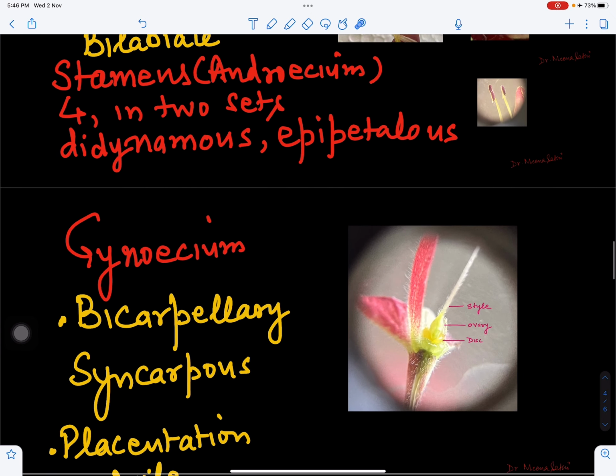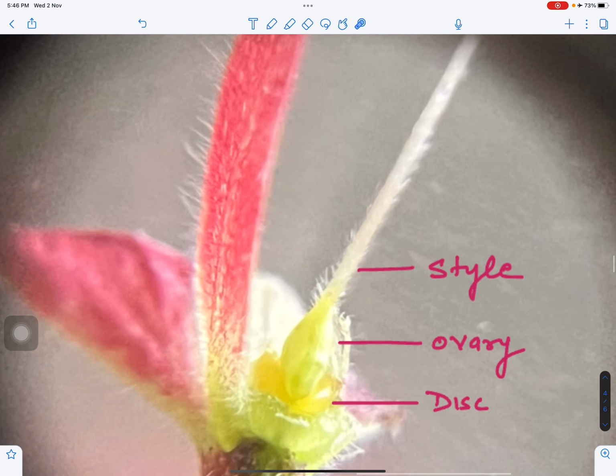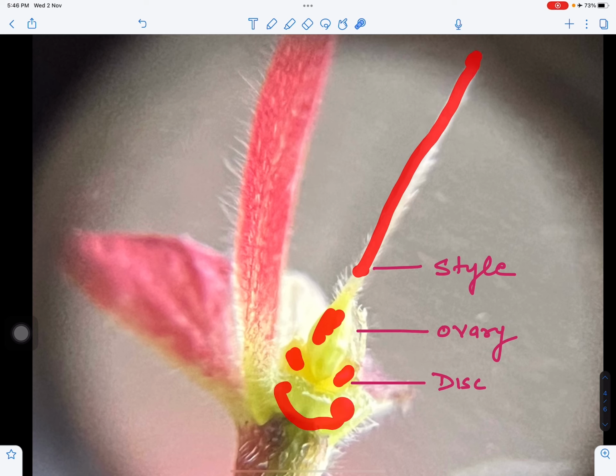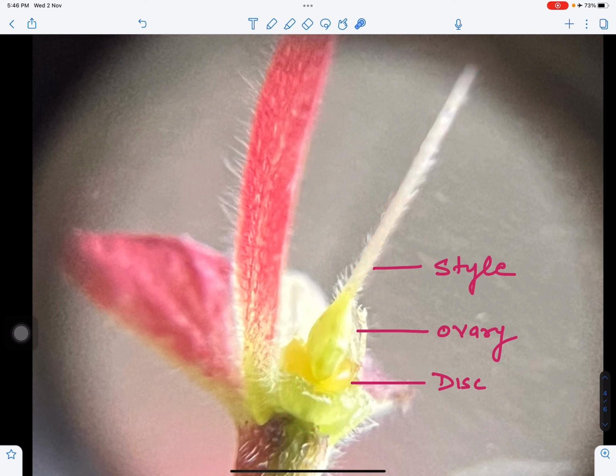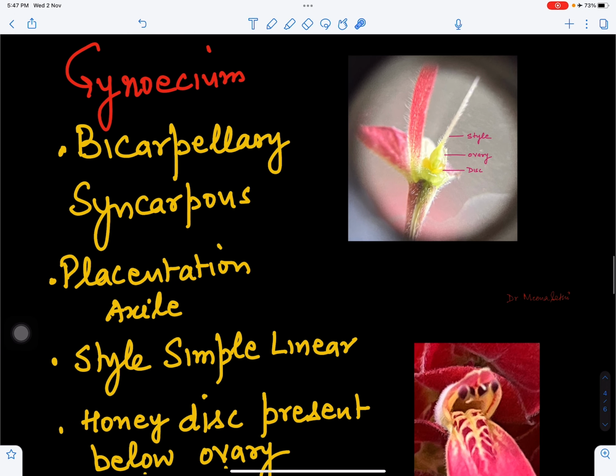Now if we see its gynoecium, this is differentiated into ovary, style and stigma. So we can see here this part is ovary, this is the style, and here it will be stigma. And we can see nectaries also, and this is the disc present below the ovary. Disc is called honey disc, which will attract the insect, and to eat the nectar insects can visit and they are attracted by the red colored bract and they will enter into the flower. Two carpels are there but they are fused, so this condition is called syncarpous.